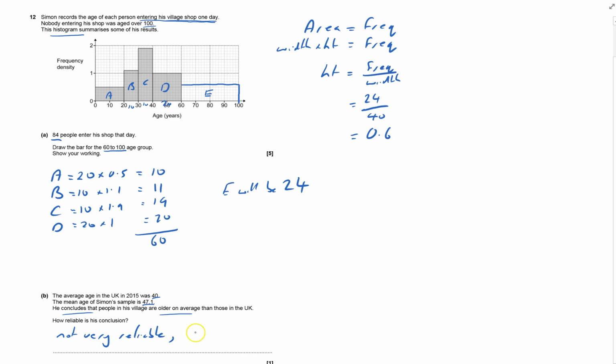It's not a random sample. It's very possible that people going into a village shop will be older than usual, and you may not get very many children there. That said, you may get a lot of children. But anyhow, it's not a random sample, and you could say it's also a small sample size. But it's only got one mark, so you don't really need all that. You can't just say not very reliable. You have to give a reason behind it. And that's 12 done.